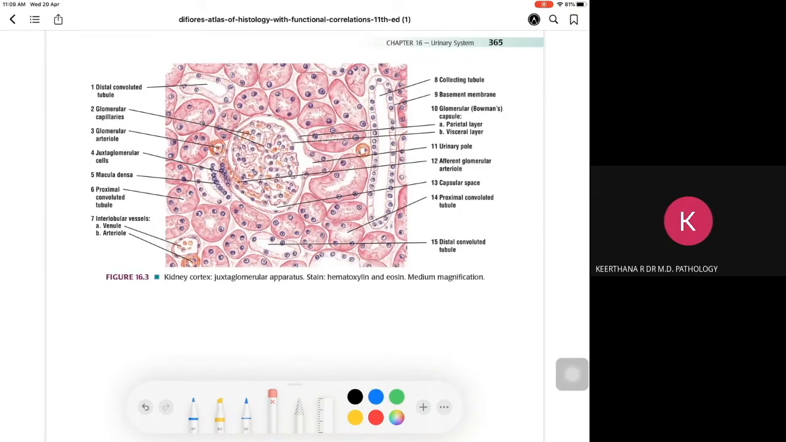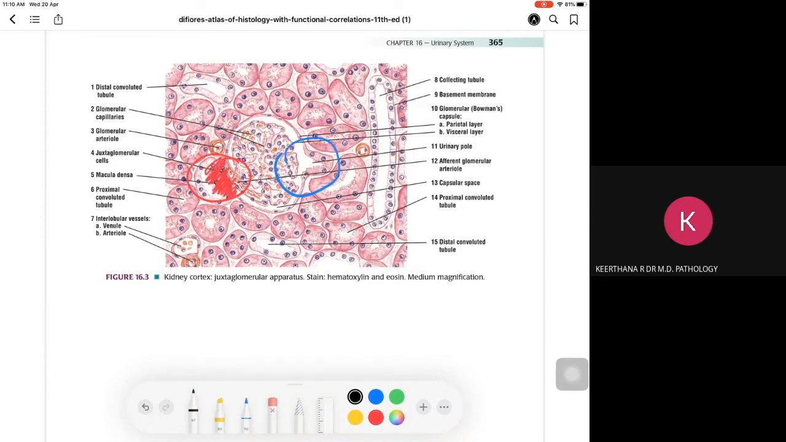Kidney cortex, juxtaglomerular apparatus, stain hematoxylin eosin, medium magnification. Distal convoluted tubule, glomerular capillaries, glomerular arteriole, juxtaglomerular macula densa, proximal convoluted tubule, interlobular vessel, venule, and arteriole. Then collecting tubule, basement membrane, glomerular capsule, parietal and visceral layer, and the urinary pole, afferent glomerular arteriole, capsular space, proximal convoluted tubule, distal convoluted tubule. This is the urinary pole, and this is the vascular pole. And in the vascular pole, you see the juxtaglomerular apparatus.